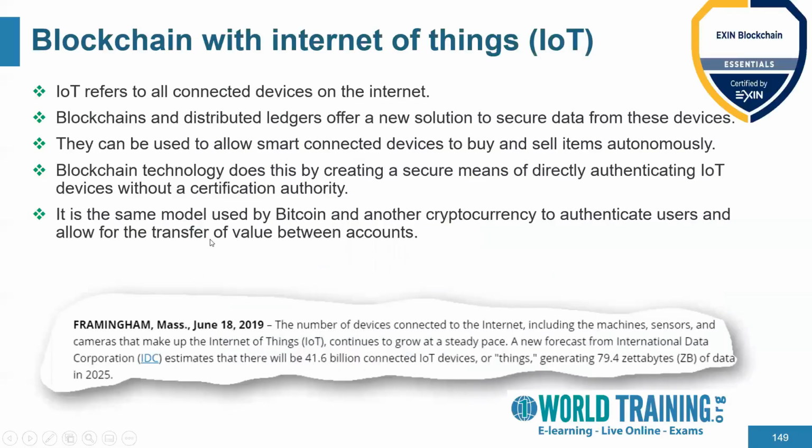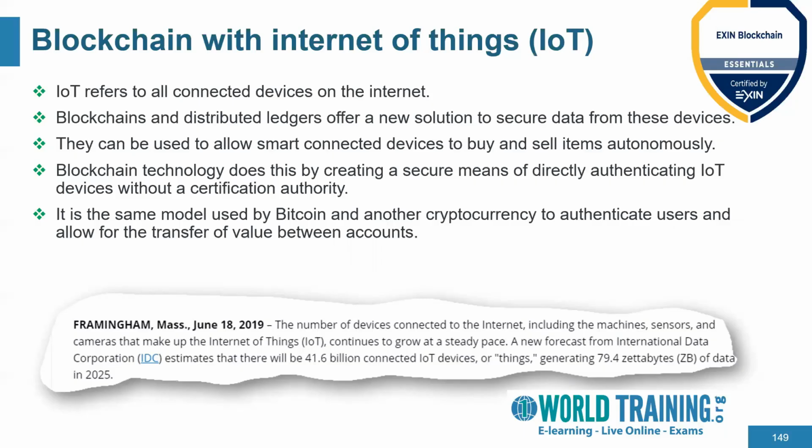So now we will discuss blockchain along with the Internet of Things. How blockchain and IoT can work in association. IoT, as we call it, refers to all the connected devices on the internet. The internet can have multiple sets of devices, and with IoT, these connected devices on the internet, we can access these devices from any place, anywhere. That's what we call the Internet of Things.